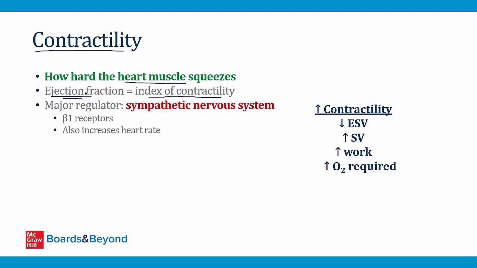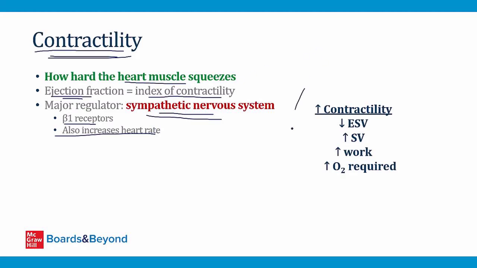And the major regulator in the human body of contractility is the sympathetic nervous system. There are beta 1 receptors found on myocytes, and when those are activated by the sympathetic nervous system, the heart squeezes harder and contractility goes up. In addition to increasing contractility, the sympathetic nervous system can also increase heart rate, which we'll talk about in a minute. So through both of these effects, raising heart rate and increasing contractility, the sympathetic nervous system has a lot of control over our cardiac output.